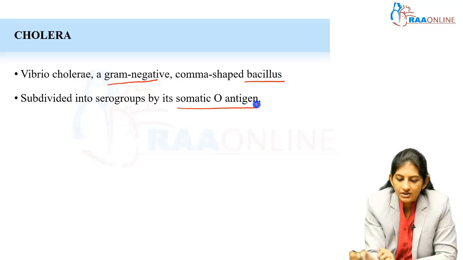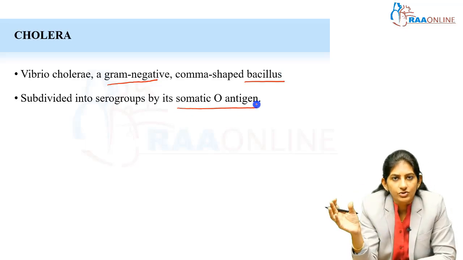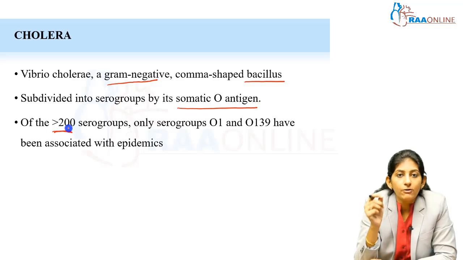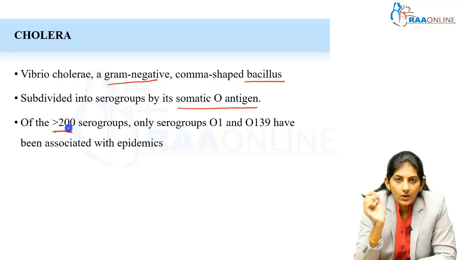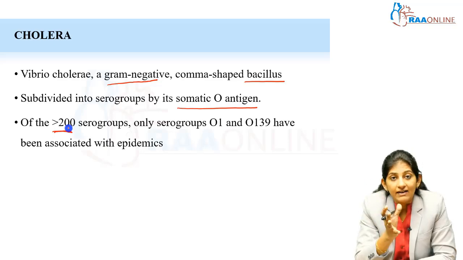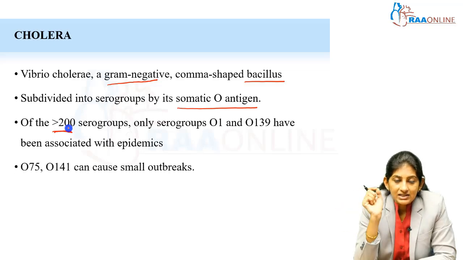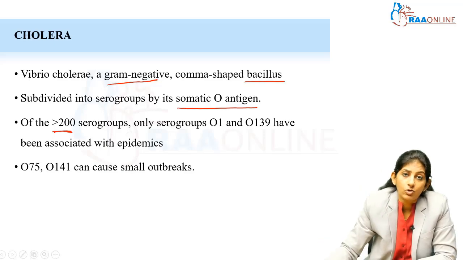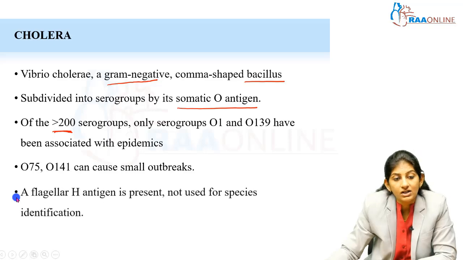Cholera is a gram-negative comma-shaped bacillus, and based on the somatic O antigen, we divide cholera into many serotypes. There are more than 200 serogroups of Vibrio, but only certain serogroups, that is O1 and O139, have been associated with epidemics in the past. Some rare Vibrio cholerae serotypes like O75 and O141 have also caused small outbreaks, not pandemics.